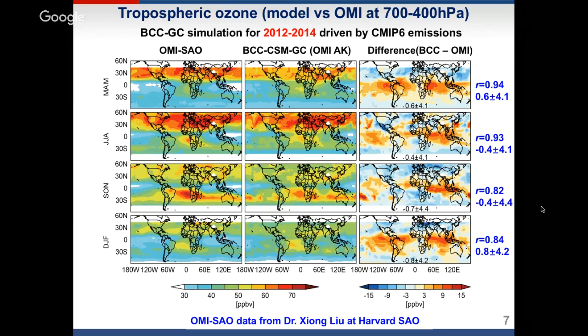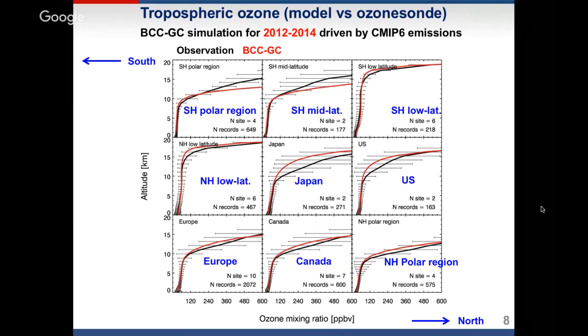The model tends to underestimate ozone over the northern mid-latitudes and overestimate at the tropics, but the global mean bias is within 1 ppb. We compare model ozone to global ozonesonde observations categorized by 9 regions from south to north. The model reproduces the vertical profile of ozone, especially in the lower and middle troposphere. But the model tends to underestimate ozone at the upper troposphere and in the stratosphere.